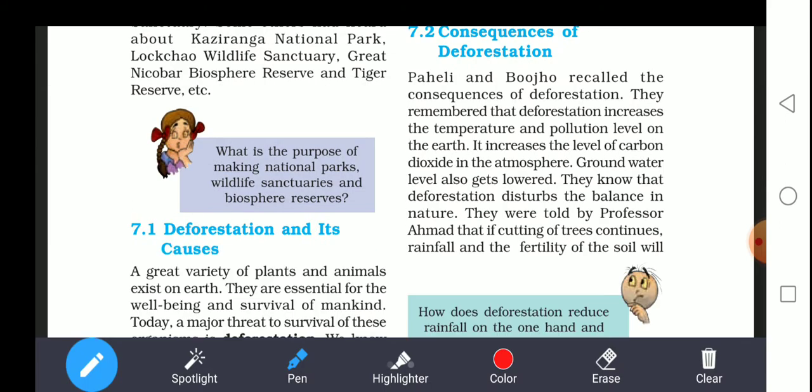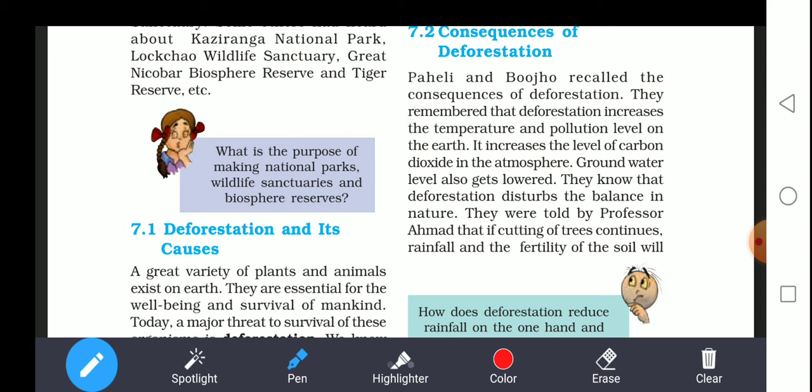So what is the purpose of making national parks, wildlife sanctuaries, and biosphere reserves? We'll study what a biosphere reserve is, what a national park is, and what a wildlife sanctuary is. But what is the purpose of making them? It is the conservation of plants and animals. Day by day, if you see the scientific data, species are becoming extinct from this world.